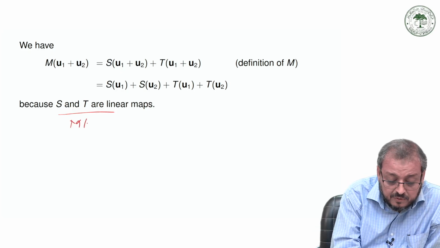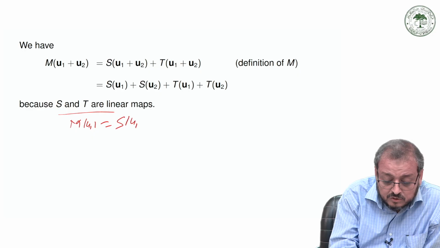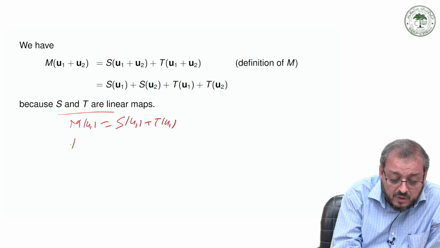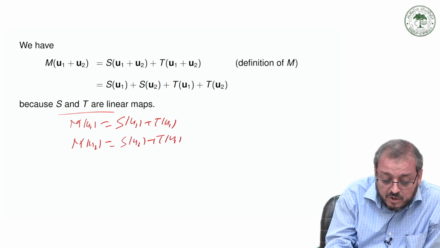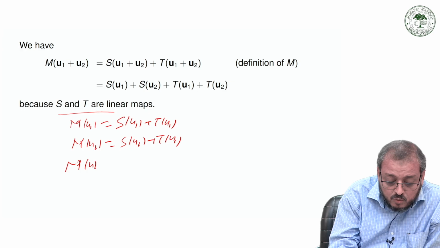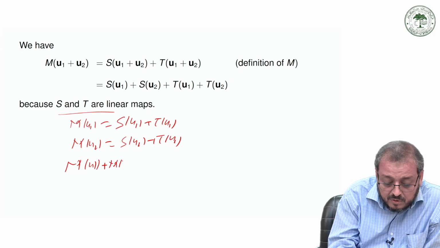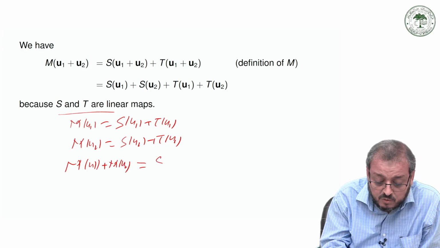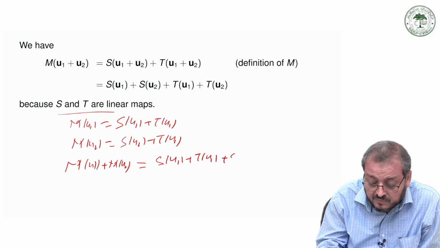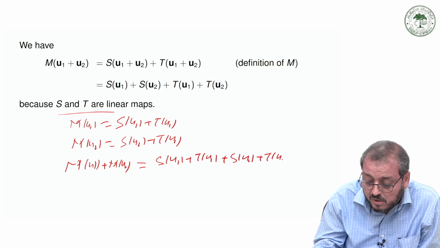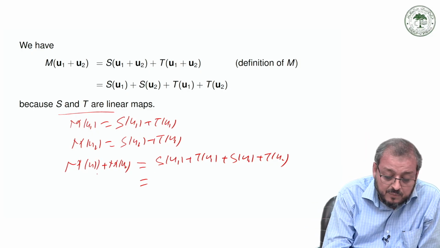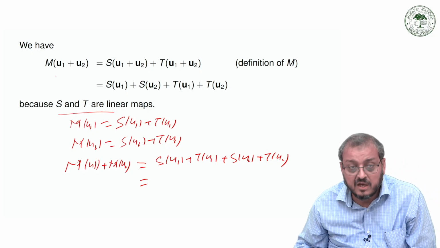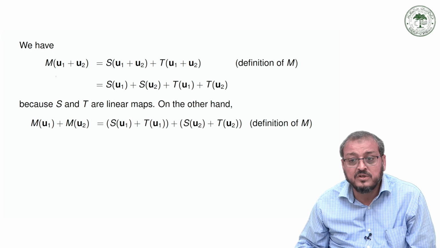So we have m of u1 is equal to s of u1 plus t of u1, and m of u2 is the same as s of u2 plus t of u2. Then m of u1 plus m of u2 is equal to s of u1 plus t of u1 plus s of u2 plus t of u2, and we can write this in this form. So this means m of u1 plus u2 is the same as m of u1 plus m of u2, by the definition of m.